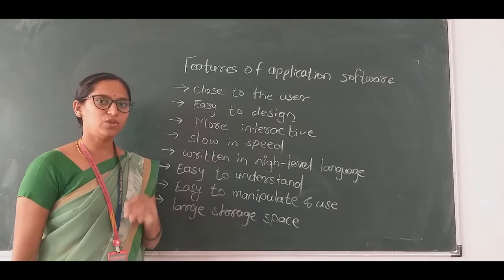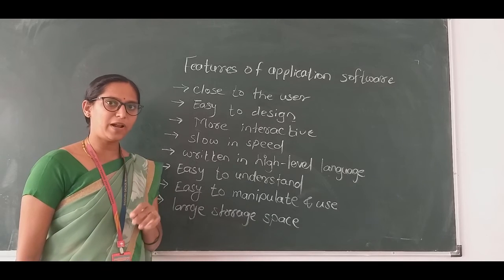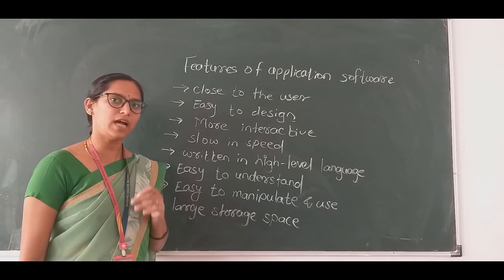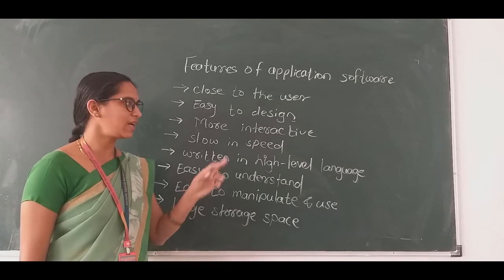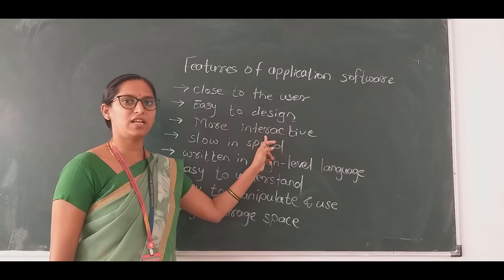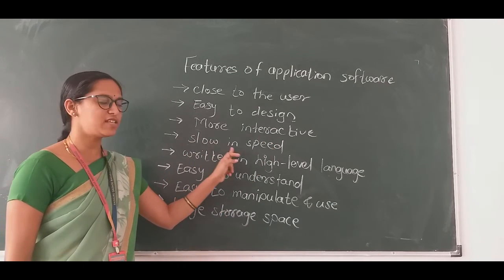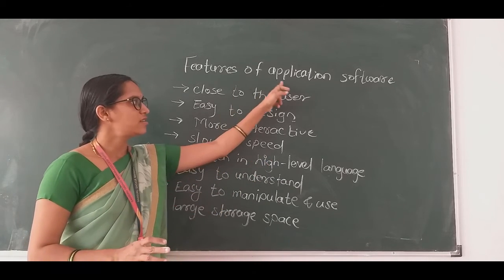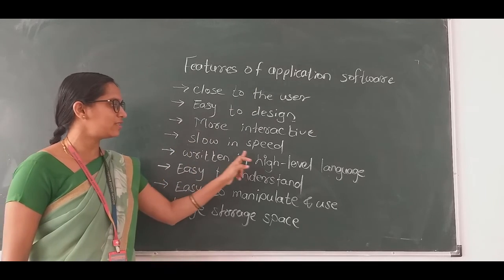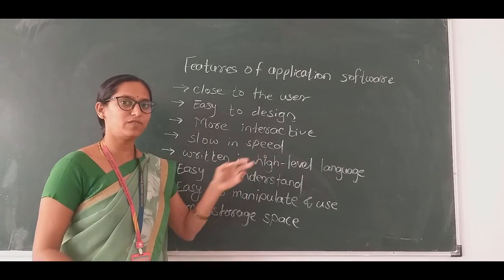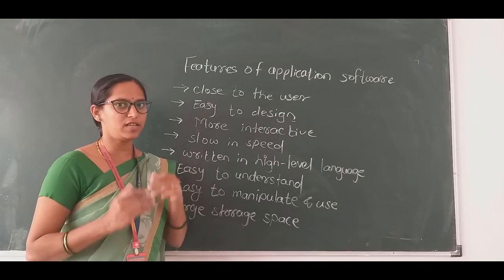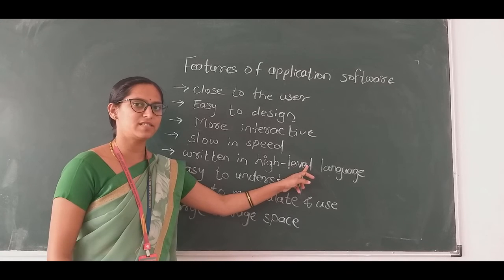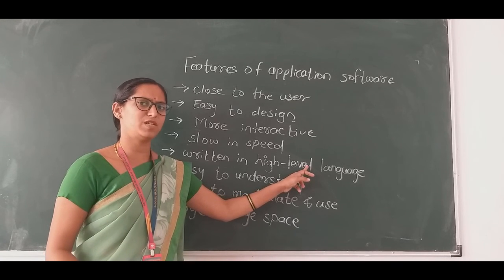Why more interactive? Using the application software on that platform, the user can access different interfaces or different icons. On that basis or on those guidelines, the user can interact with the system easily and effectively. Okay, next one is slow in speed as compared to system software. Application software provides slow speed. Why? Because they take more space at the time of installation. Now next is high level languages, like we have already discussed, like C++, etc.